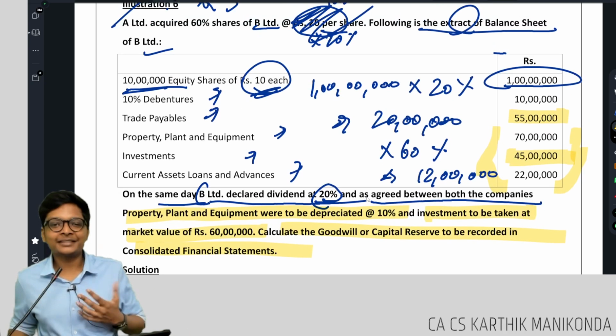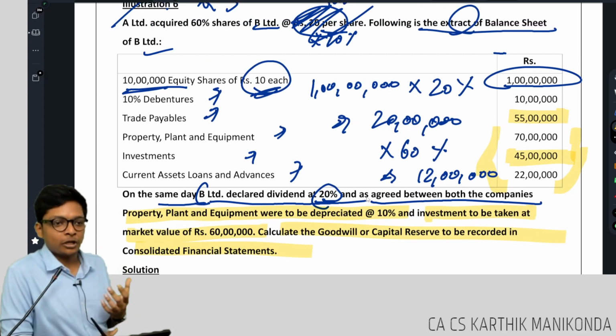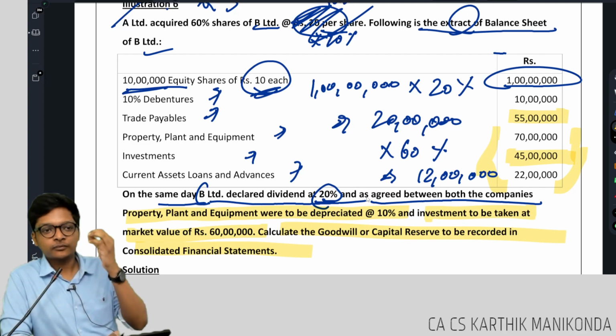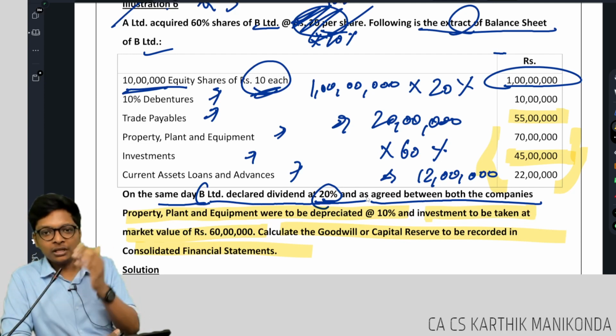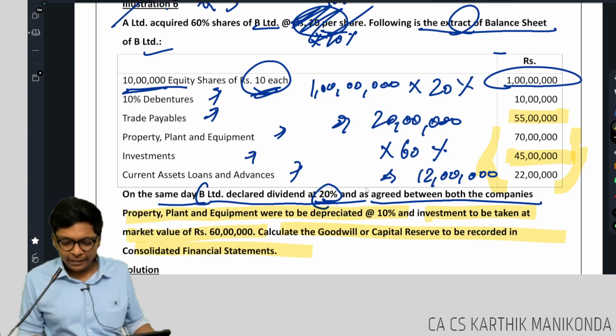Have we done a sum like this? Yes, we've done 2 or 3 times already. What do you have to do, guys? Net assets you have to compute. Cost of investment. Quickly, guys. What is cost of investment? I paid how much?